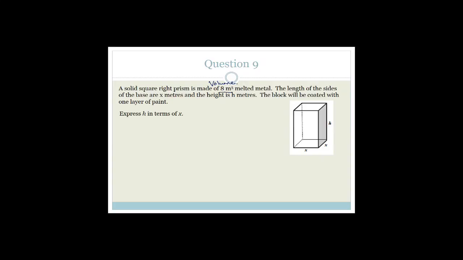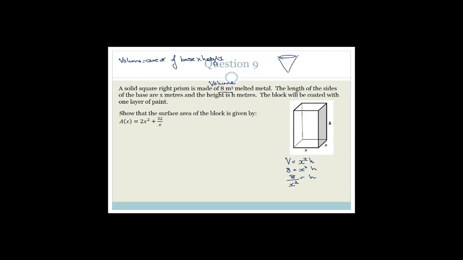Now, if you ever struggle with volume, except when it comes to spheres, you can remember that volume is equal to the area of the base multiplied by the height. Except for spheres and the funny shaped things like your cones, which you actually have to learn. But when it comes to squares, prisms, or cylinders, you can do area of base times height. So the area of the base is x times x, so the volume can be written as x squared times the height. But we know the volume is 8, so we've got 8 equals x squared h. They've said write h in terms of x, so we solve for h. h is equal to 8 over x squared. There we go. Easy peasy.